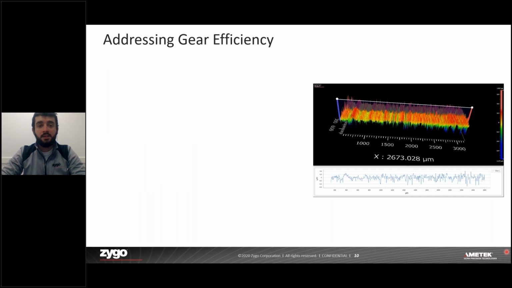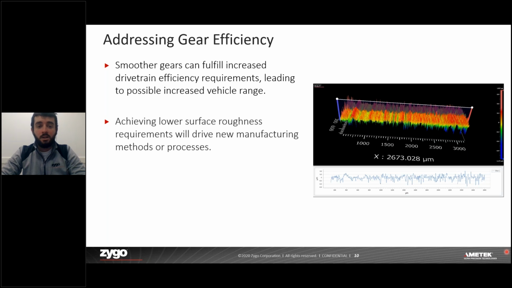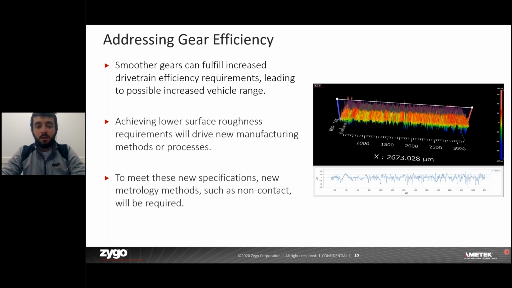So first, let's look at addressing gear efficiency. Smoother gears can fulfill increased drivetrain efficiency requirements. That's going to lead to a possible increase in vehicle range. We're going to do this by achieving lower surface roughness requirements, but having these lower surface roughness requirements is going to potentially require new manufacturing methods or processes. To meet these new specifications, new metrology methods such as non-contact will be required. And of course, this is a method that ZYGO is going to provide, and the technology that ZYGO will provide.